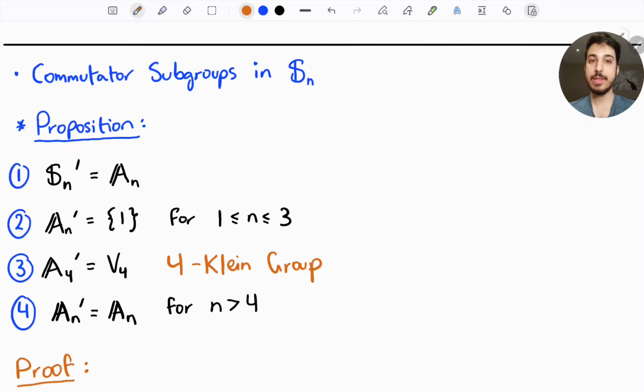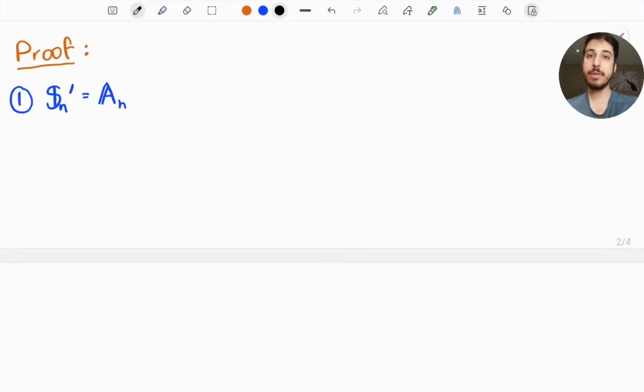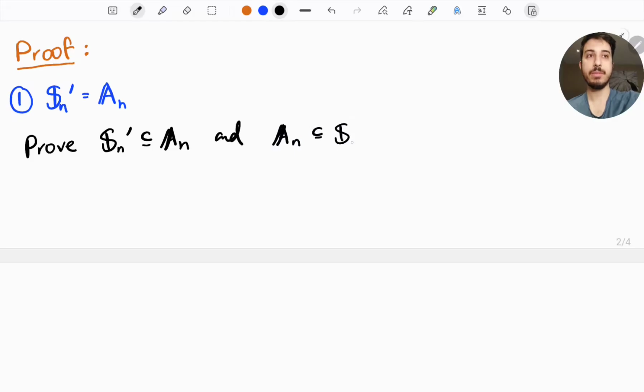And the last result says that for n greater than 4, the commutator subgroup of An is itself. Let's get started with the proof. The proof of the first part will be as follows. We will use double inclusion to prove the equality here. So we prove that Sn prime is a subset of An and that An is a subset of Sn prime.